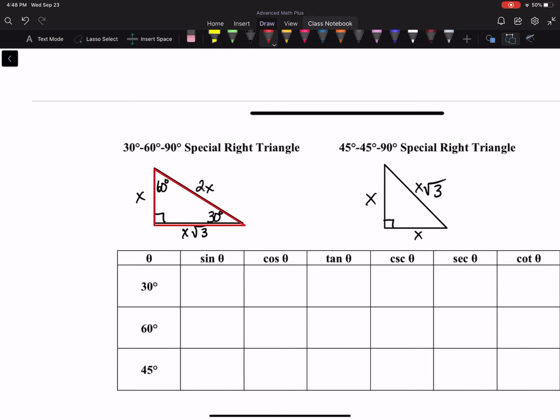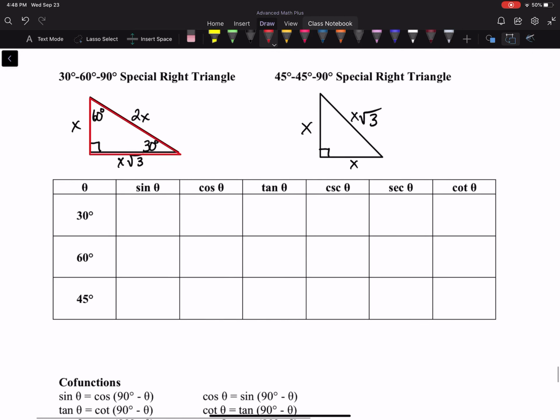I'll just continue drawing. All right, for my 45, 45, 90 triangle, I forgot to put my 45s in here, then the legs are equal. So this leg is the exact same thing as that leg. And then the hypotenuse is whatever the leg is times the square root of 3. So every time you can use this on every one of these to fill out your chart here.